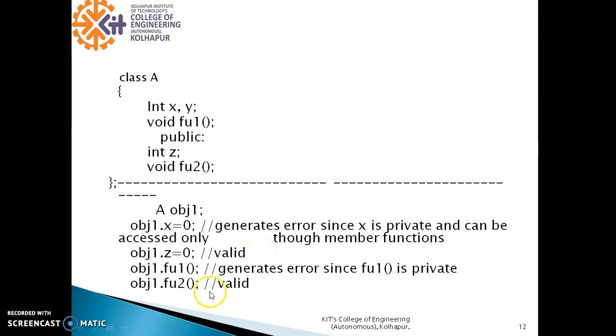Also, obj1.fu1 will also generate the error as it is private. But you can write obj1.z. It is valid, as well as obj1.fu2. It is also valid.